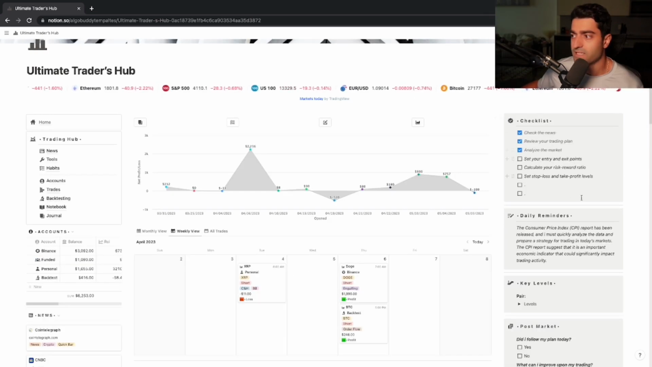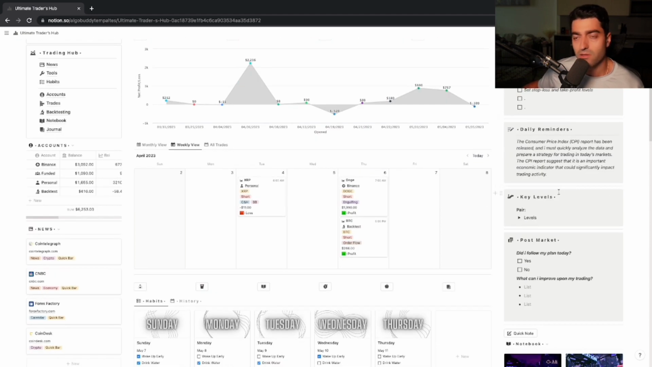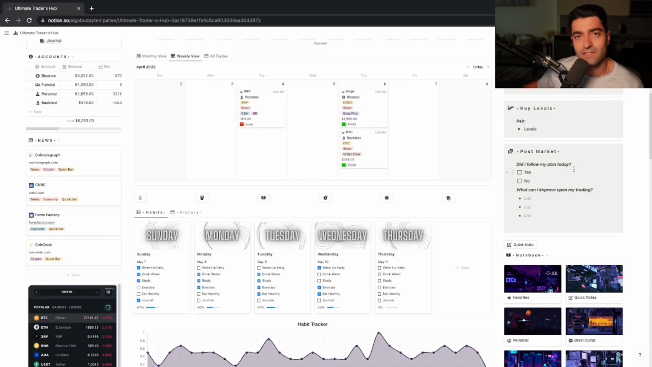On the right side here, we have a built-in checklist to keep you accountable on every single trade to make sure you're following your trading rules. We'll have daily reminders here for any important events or news coming up, some key levels that you may be looking out for, then just some more checklists and reminders to keep you accountable on every single trade.